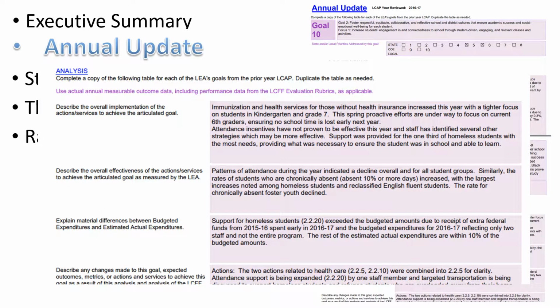Finally, after all of the actions and services for a goal, there's an analysis section. This is an important part of the annual update because it gives the reader an idea of how well things worked and what the district plans to change for the next year.